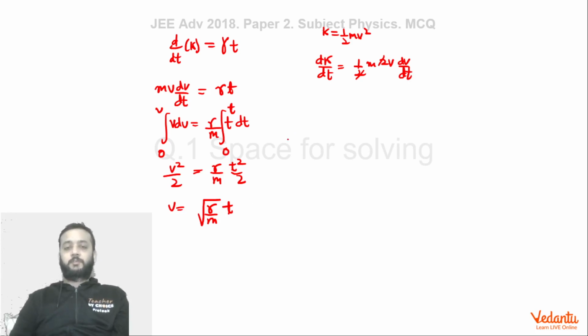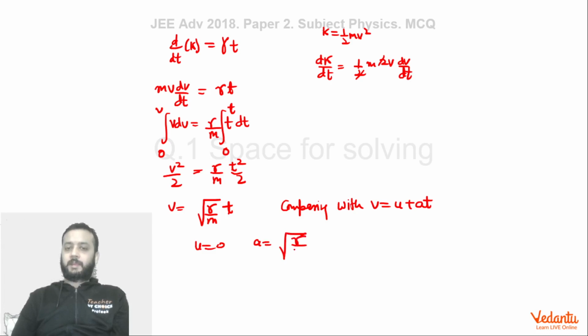So if you compare this with v equals u plus at, we can see that u is 0. Of course we know that already, u is 0, and acceleration is nothing but root of gamma by m. Gamma is constant, so acceleration is constant, so we can say that force is constant, right? And displacement will become ut plus half at square, so u is 0, so 0 plus half into a, which is root of gamma by m, into t square, so displacement can be done like this.